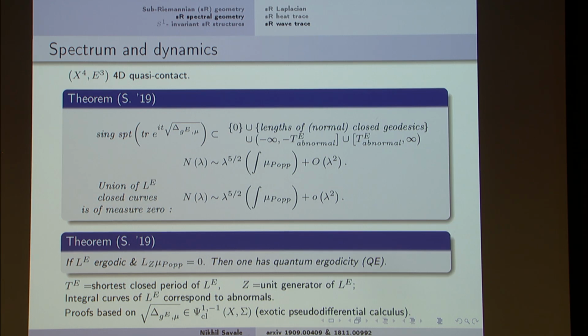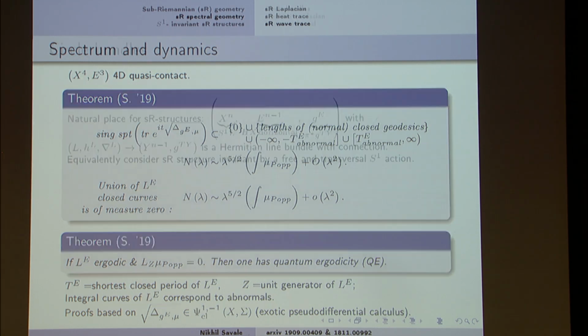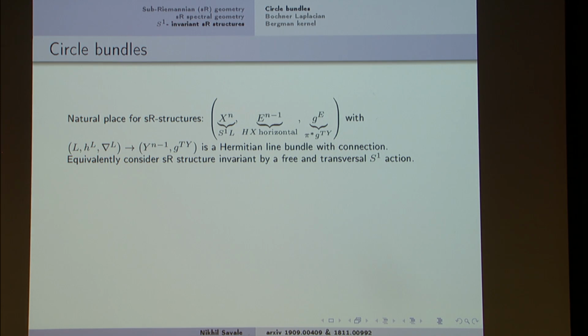Okay. So anyway, in the last little time that I have, I want to explain a very nice, surprising connection we found with complex geometry. To explain the connection, what we started with is a natural, particular kind of sub-Riemannian structure. There's a natural place for sub-Riemannian structures.